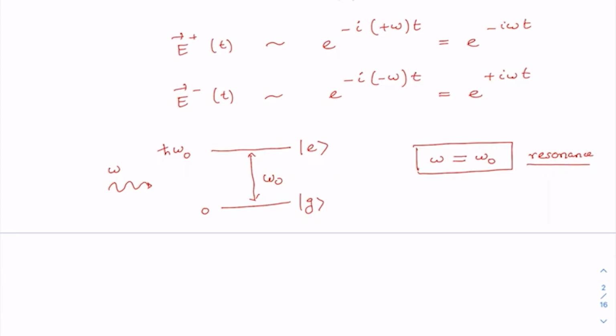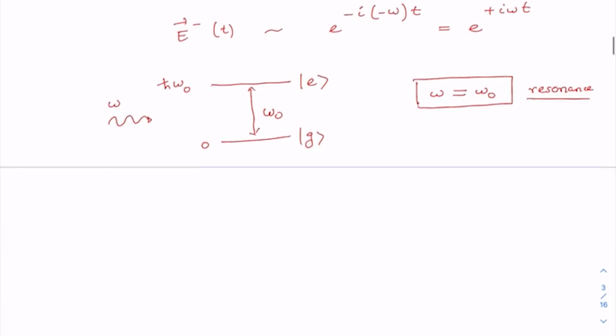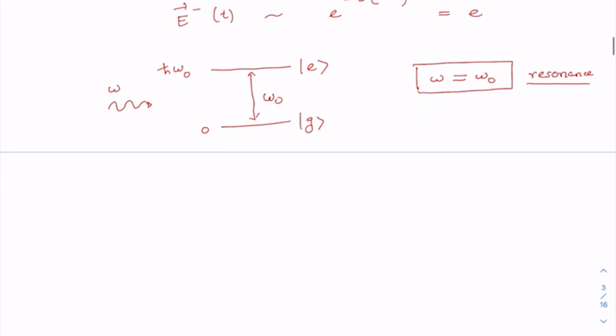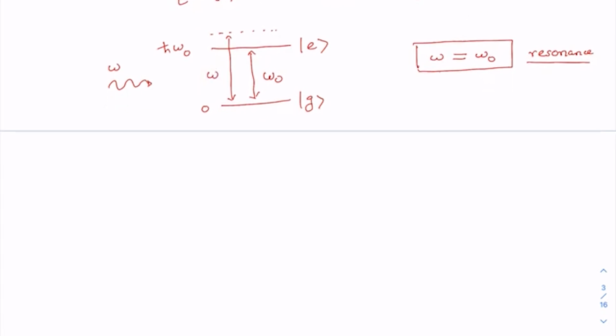In general, the laser frequency is slightly detuned. It is slightly off from the atomic transition frequency, and this difference is quantified by a parameter known as the detuning parameter and defined as Δ = ω − ω0.